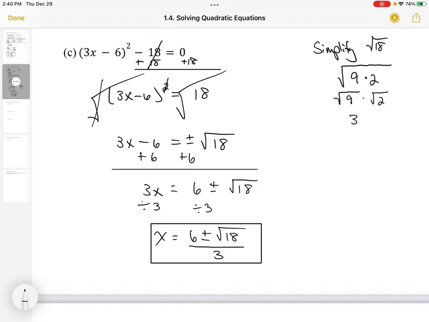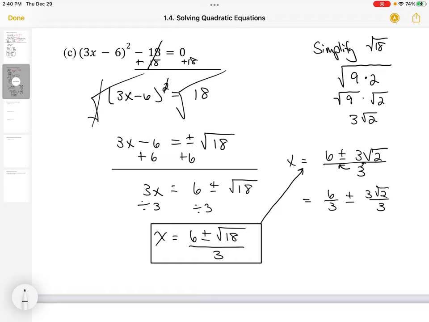The square root of 2 is not a perfect square, so I'm just going to rewrite that as radical 2, which means that my answer can be written as 6 plus or minus, instead of square root of 18, I'm going to write it as 3 square root of 2 all over 3. And now what I'm going to do is distribute this division. Both of these terms are being divided by 3. So I could write this as 6 divided by 3 plus or minus 3 square root of 2 divided by 3. And then I'm going to simplify each one of these fractions.